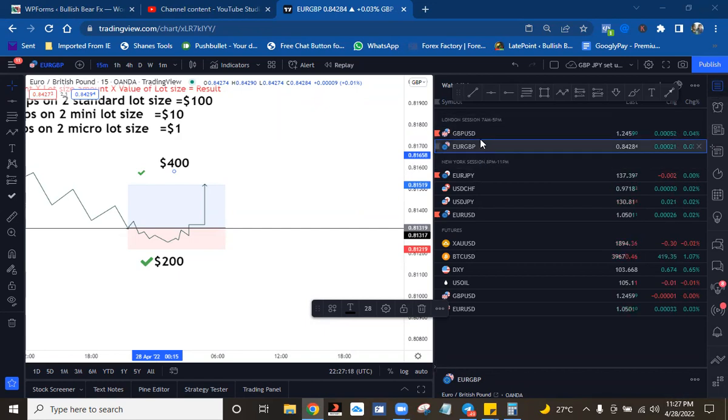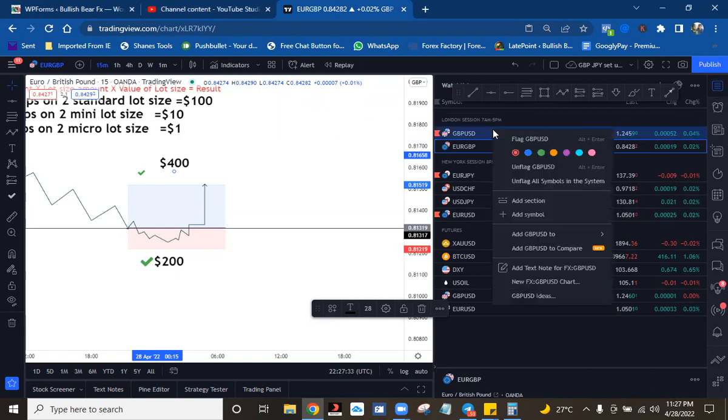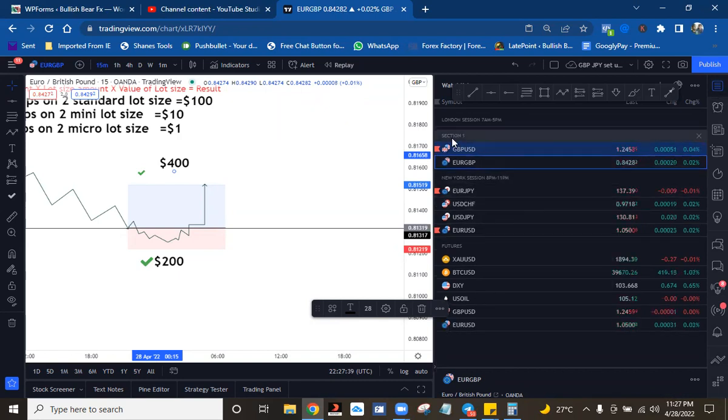Like you see here, I was able to make a demarcation. If you want to do what I just did on your own TradingView, once you highlight where you want to create a demarcation, you right click. If you right click, you're going to see where it says add session. If you click on add session, a session is going to be added here. You double click on it and you can change the name. So I changed mine to London.